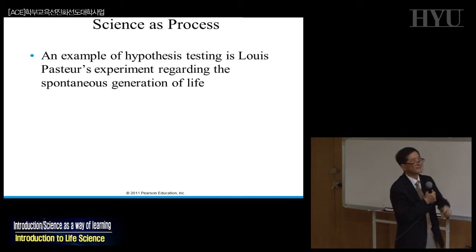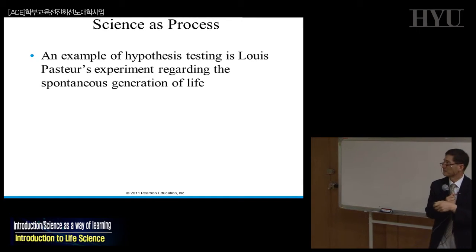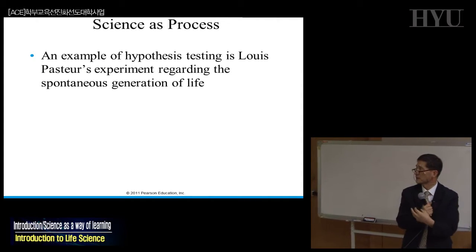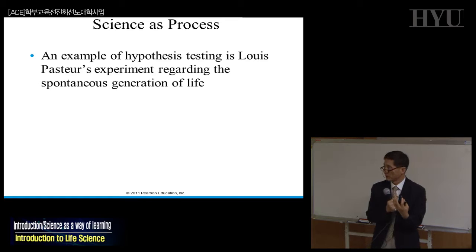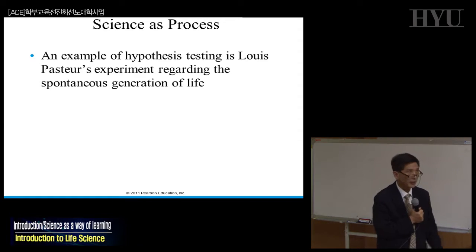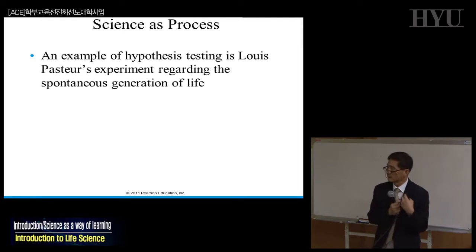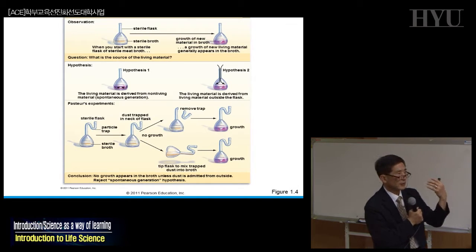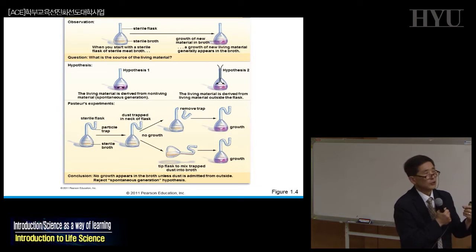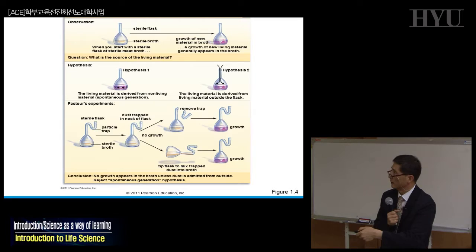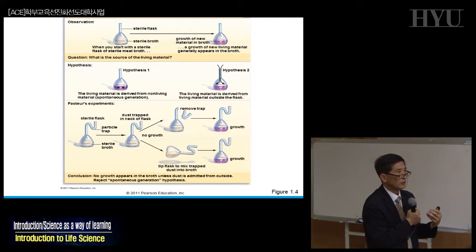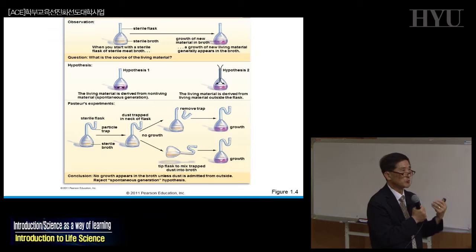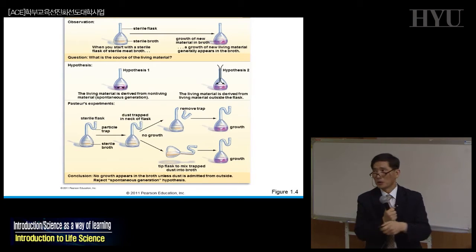This is not important. So an example of hypothesis testing is Louis Pasteur's experiment regarding the spontaneous generation of life. It's 1800 sometime. The idea is where this life comes from. So if you have this meat broth, do you know what is broth? 브로스가 뭐야? 국물, 그래, 끓인 국물, 그죠? It's a little different from soup. It's similar to soup, but it's meat broth.